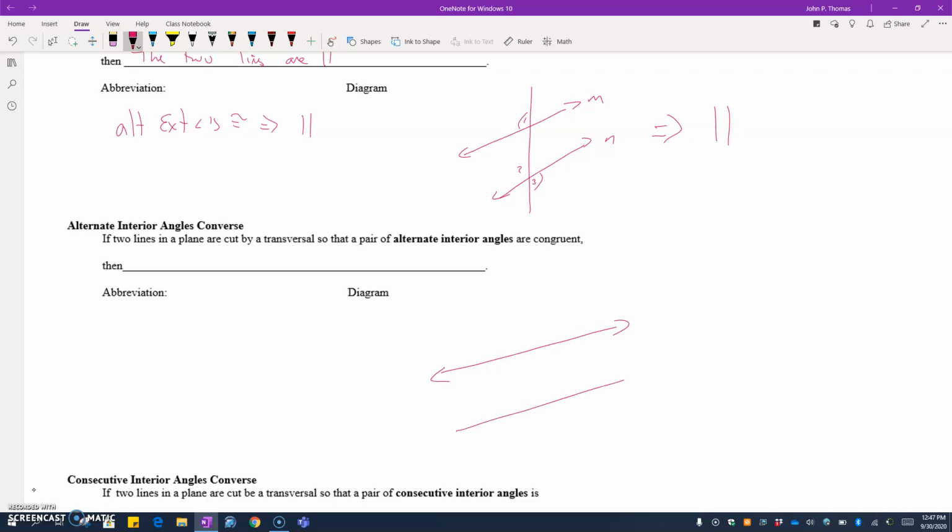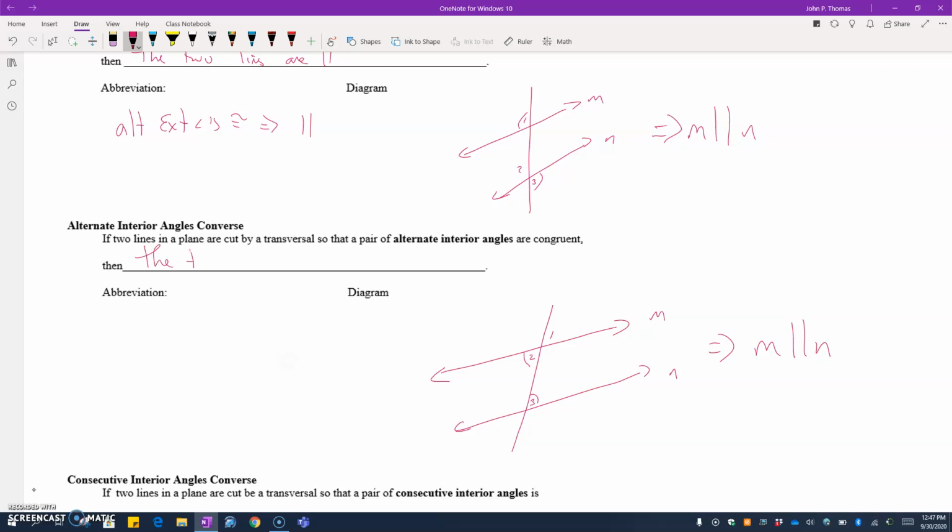So now I have two lines, M and N, and I have a transversal come through. This time they talk about alternate interior angles. I'm going to call these angles 1, 2, and 3 again. If 2 and 3 are congruent, we know 1 and 2 are congruent by vertical angles. So 1 and 3 would be congruent, which is corresponding angles. So again, we can draw the conclusion M is parallel to N.